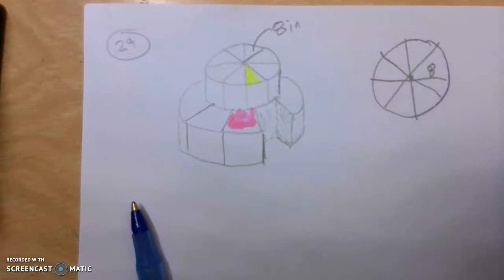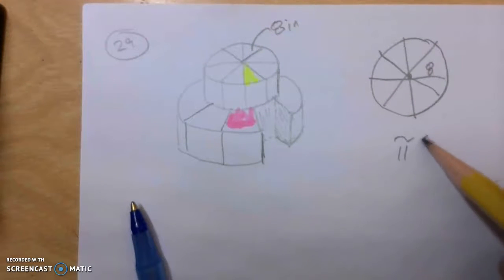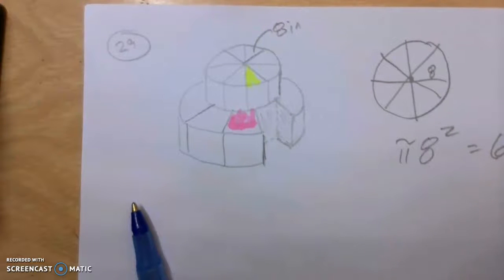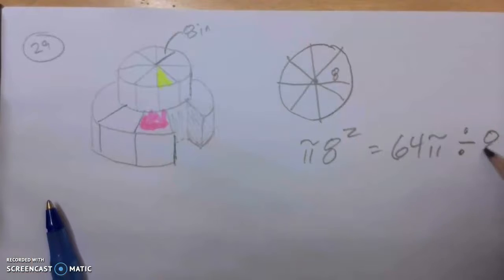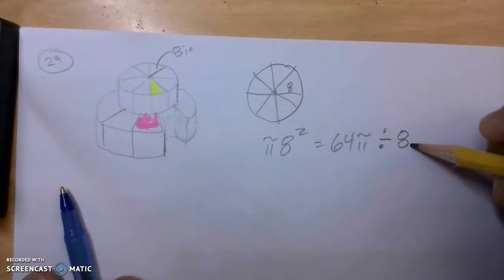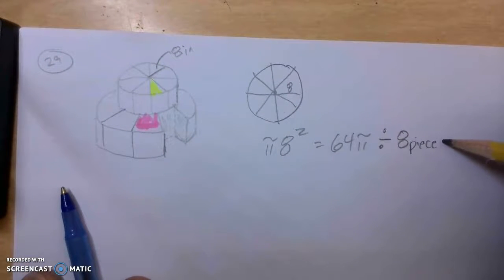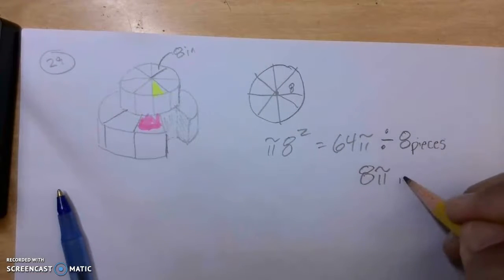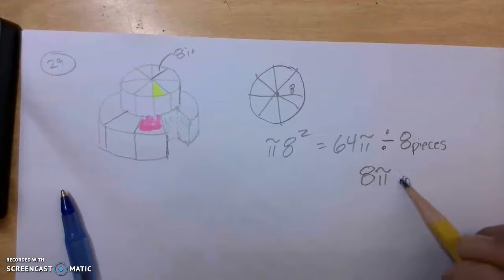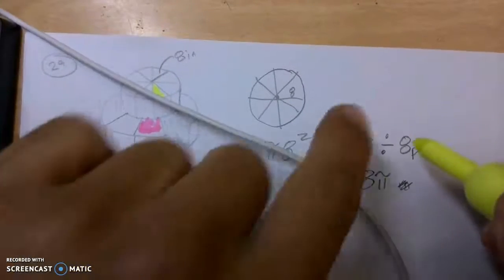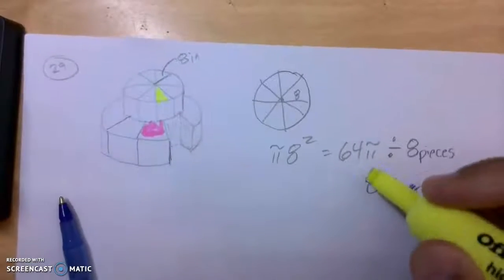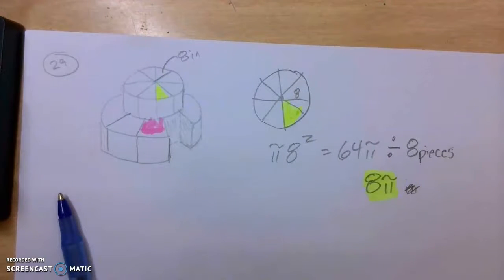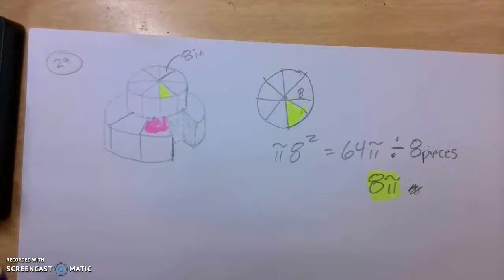Radius is of 8, so I'm going to go pi 8 squared, which of course is 64 pi, and then divide that by 8, because there's 8 pieces. So each piece is 8 pi. You know, that measurement doesn't even matter. But essentially this is 8 pi here, and that's for the top layer, this guy right there. One of those pieces is 8 pi. Now you can multiply that pi symbol out, but I'm just going to keep everything in pi.